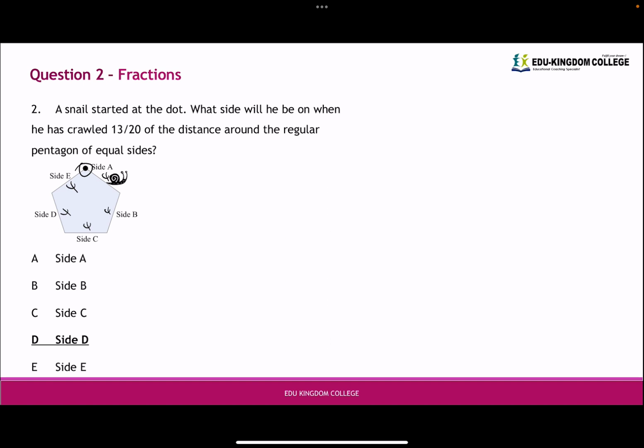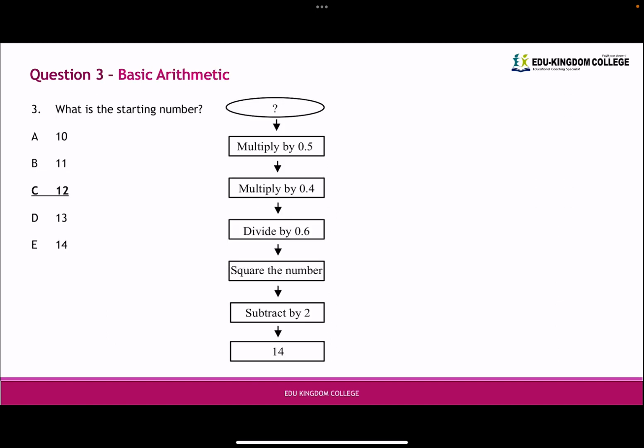And so if the snail crawls 13 out of 20 of the way, then it's going to be, so this is 4, 8, 12, and then 13 is going to be around here. So the snail will finish on side D.